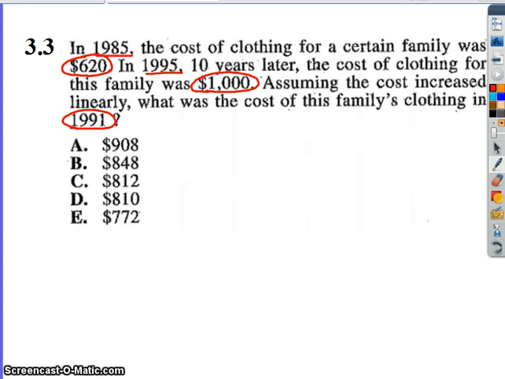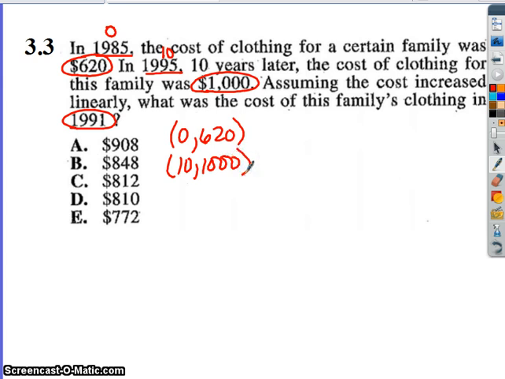I'm going to run you through 2 different options. One is very calculator-based and algebra-based. The other is more of a common sense base. It kind of depends on where you're coming from. First of all, it's kind of like having 2 points. Let's say this is year 0 and this is year 10. So the first point would be 0, 620. The second point would be 10, 1,000.